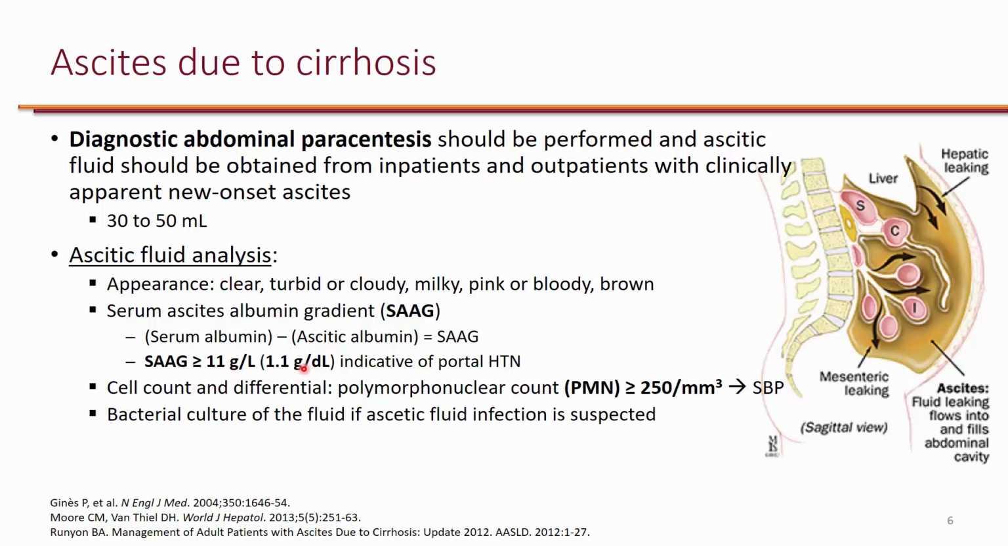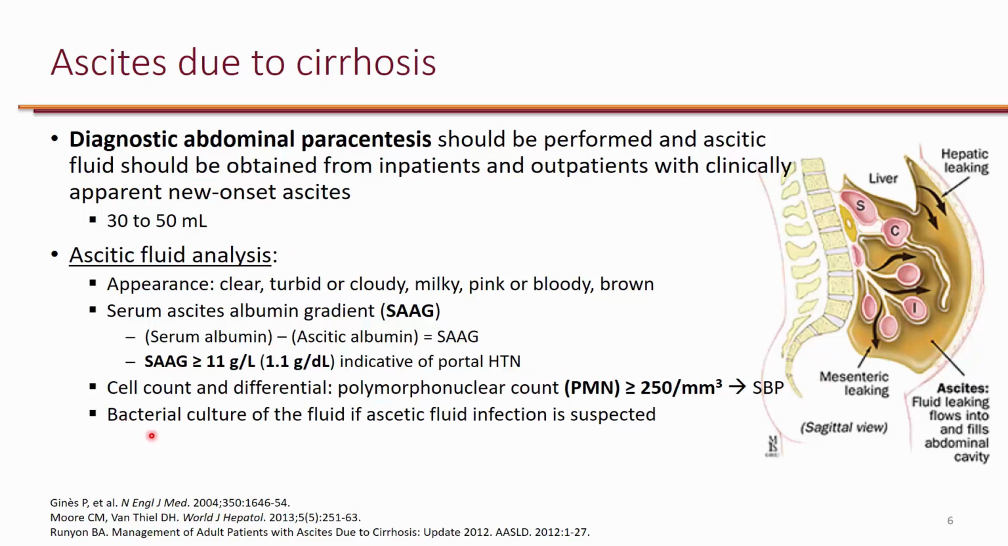For example, Clovis Community reports this in grams per deciliter. So if the gradient is greater than or equal to 1.1, this indicates that the patient has portal hypertension. So that's the most common thing that they do when you get ascitic fluid.